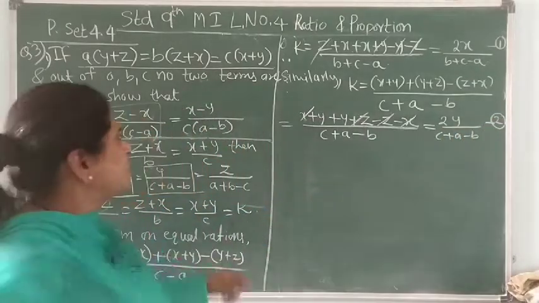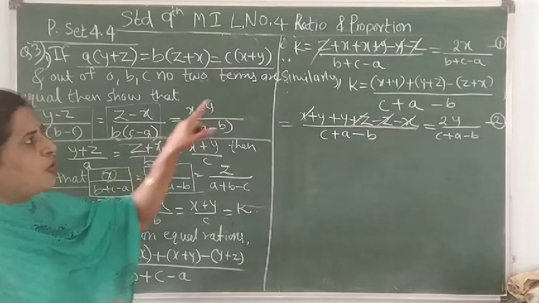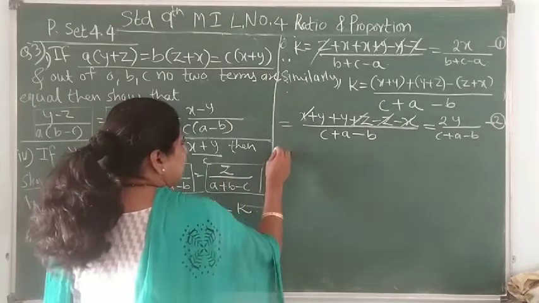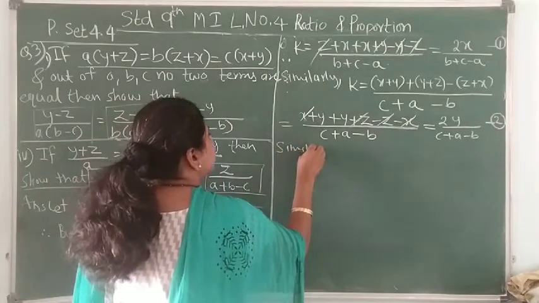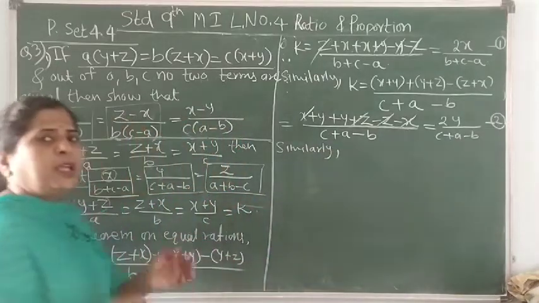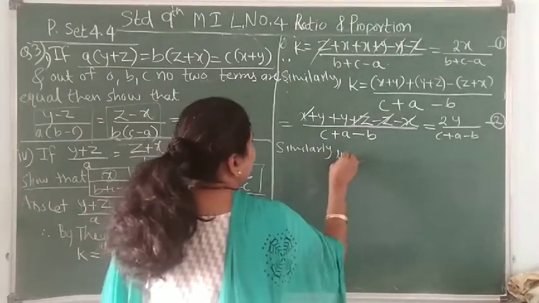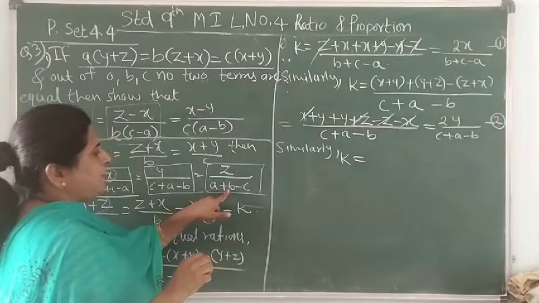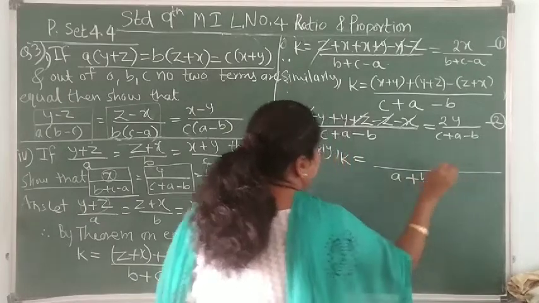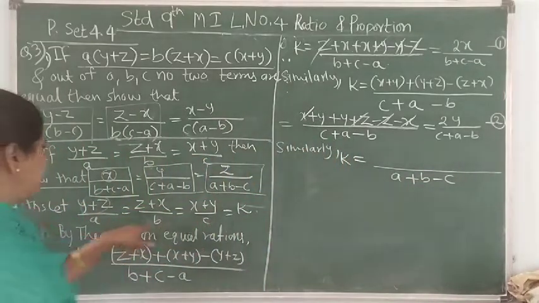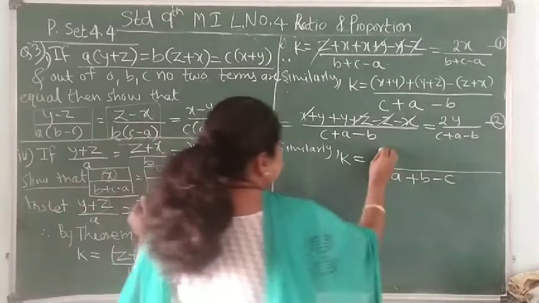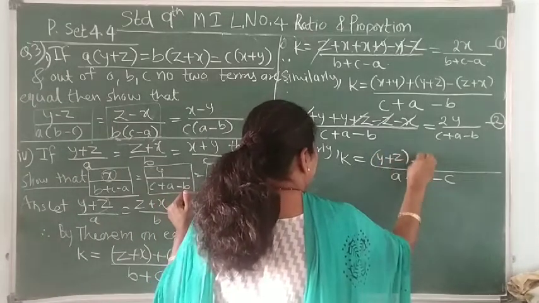So here also, instead of only y, we have got 2y. So let's go for the third term. How can we get the third term? Here similarly, we are using again the theorem of equal ratios. So k is equal to, now here we want a plus b minus c. So a is the first term, and what is the numerator of that? y plus z. That we will write, plus b.